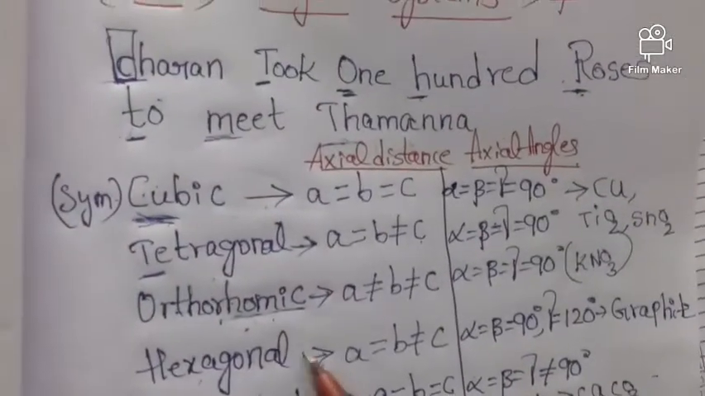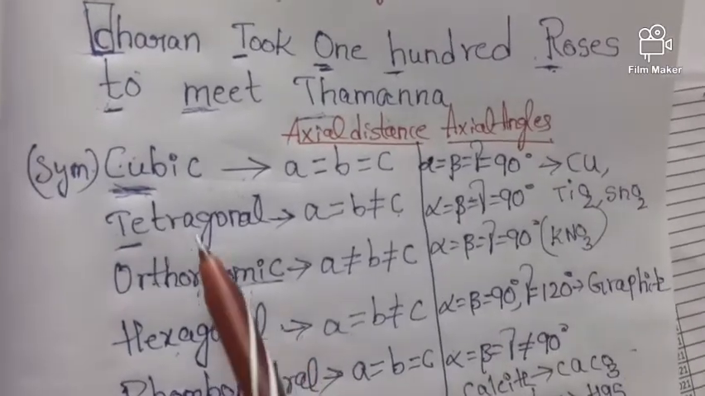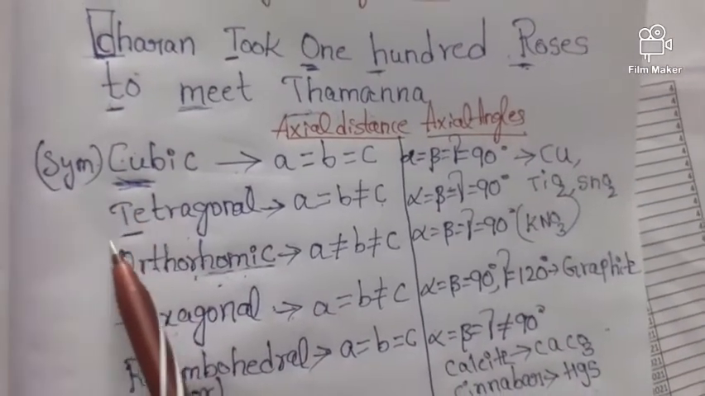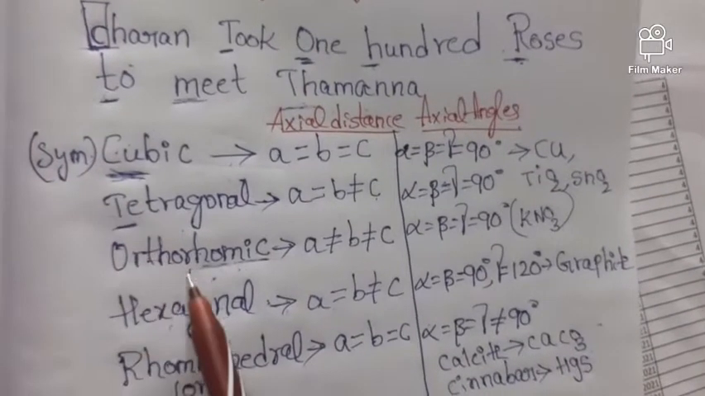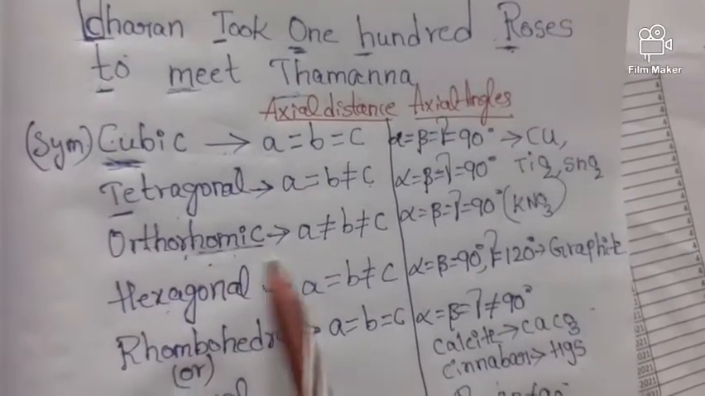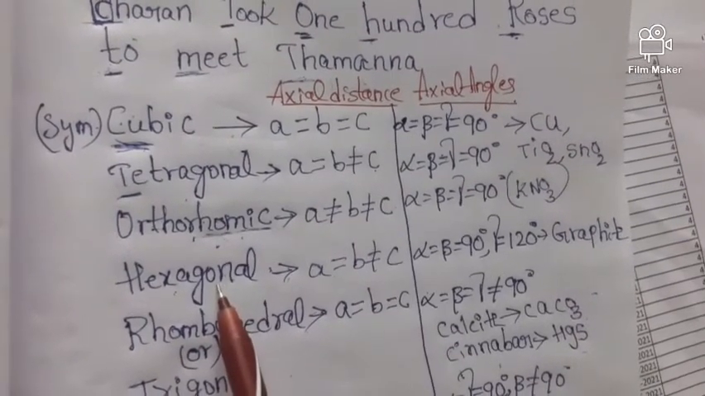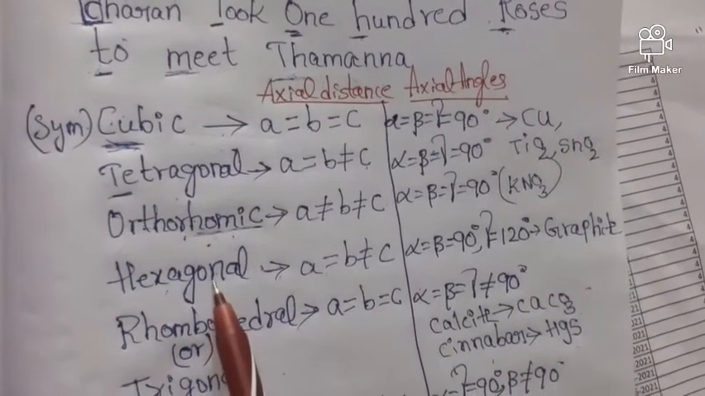And already I have given the trick to remember at least one example for the crystal systems. For the cubic, copper is the example. For the tetragonal, titanium dioxide. For the orthorhombic, rhombic sulfur. For the hexagonal, we are very well familiar with this. So graphite is the example for the hexagonal crystal system.